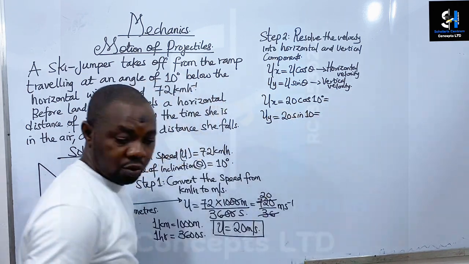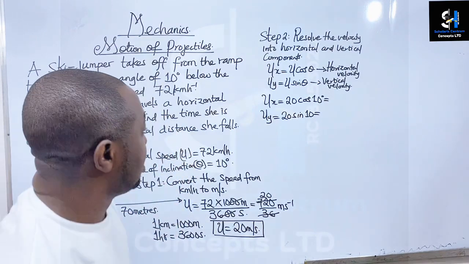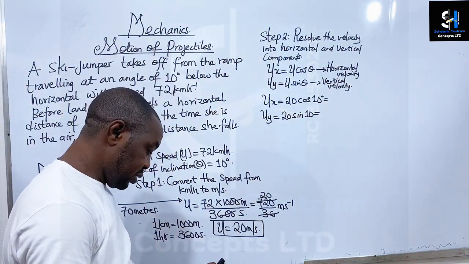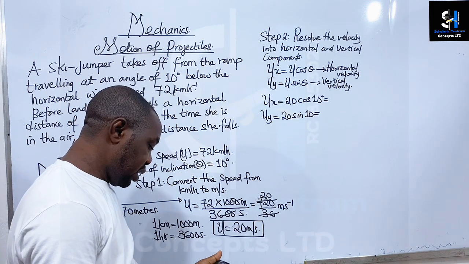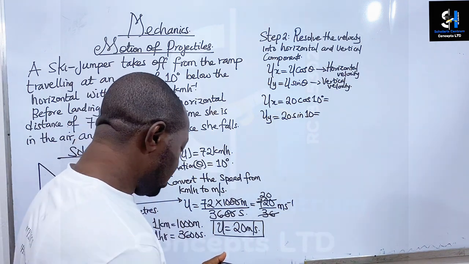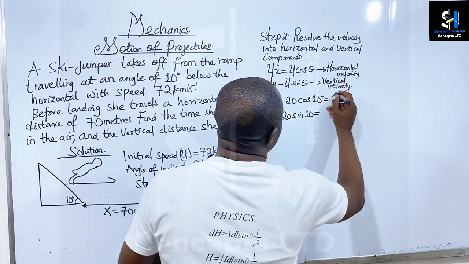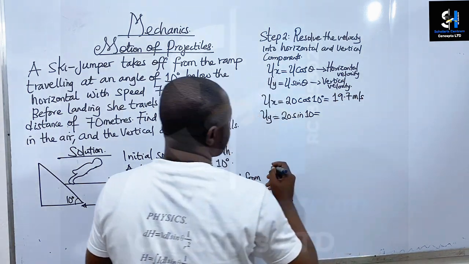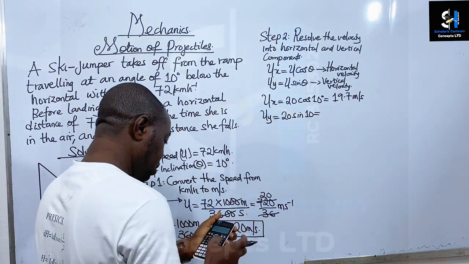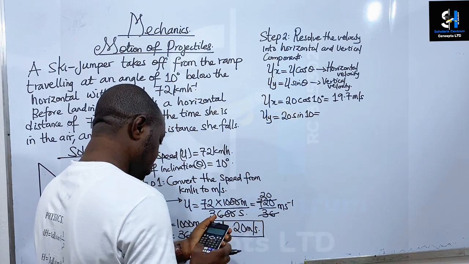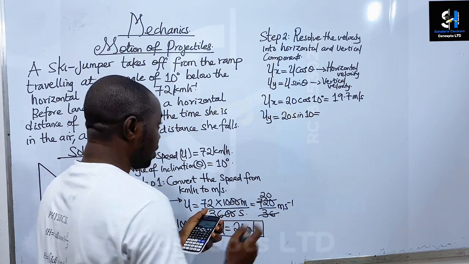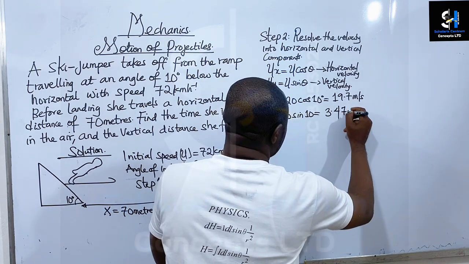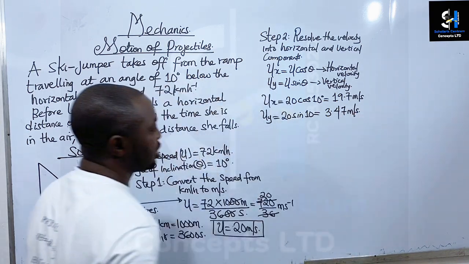So let's get the values for each. 20 cos 10 degrees will be 19.7 meters per second. Then 20 sine 10 degrees will be 3.47 meters per second.